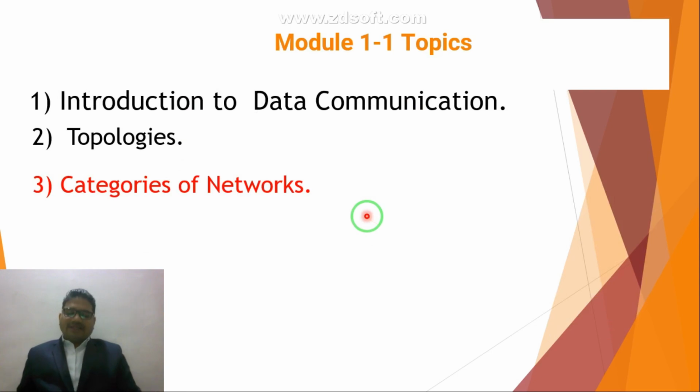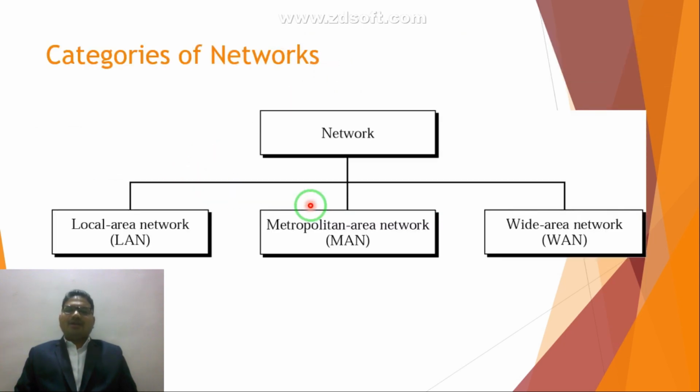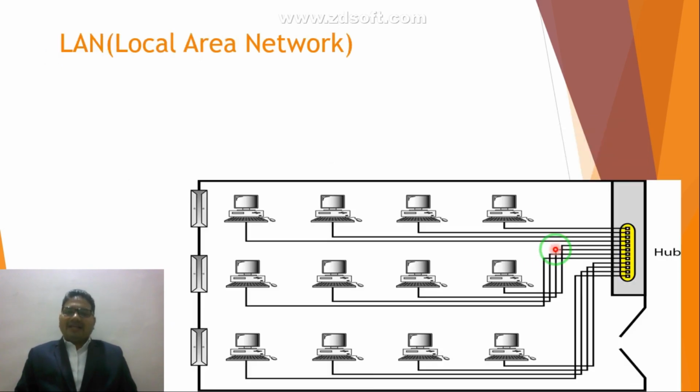Now, the last topic of today's module, that is the first part of the module: the categories of network. Now you can see the network. Basically, you have heard about LAN, MAN, and WAN. So networks are classified as local area network, metropolitan area network, and wide area network.